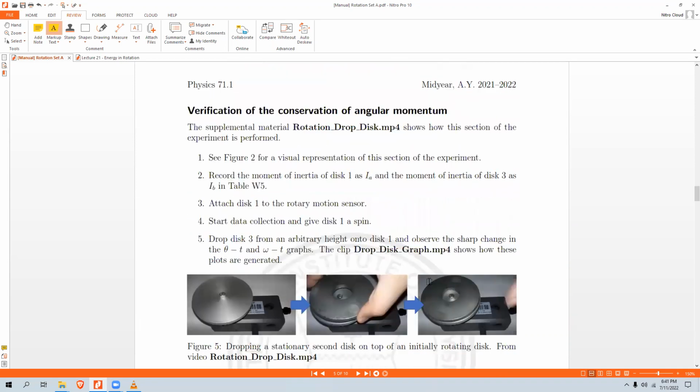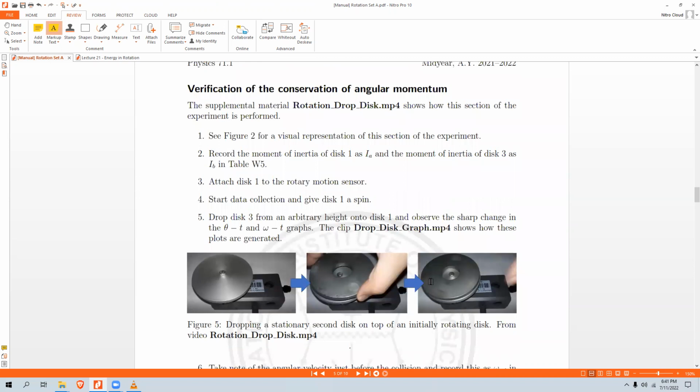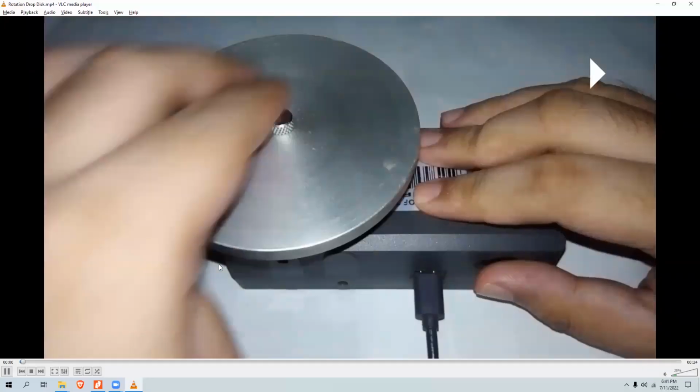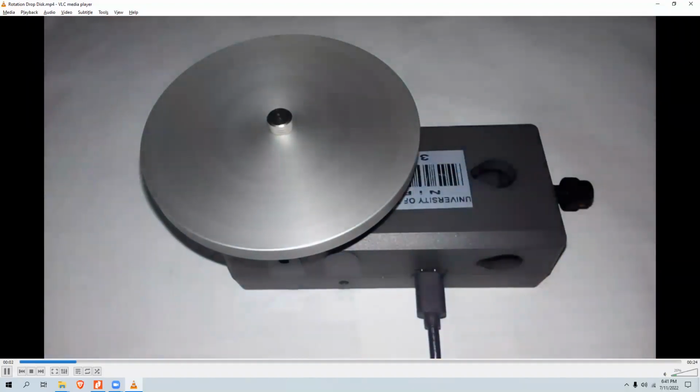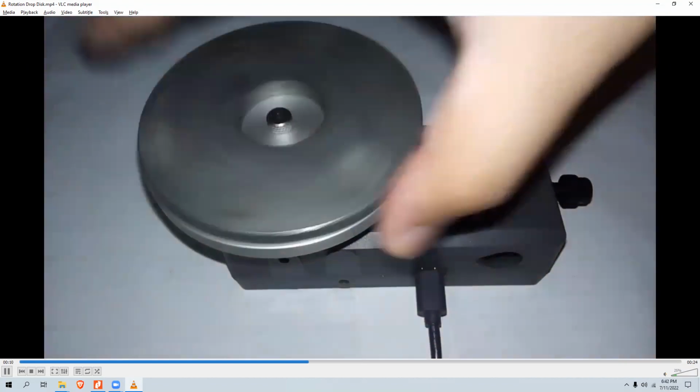So next, let us deal with the verification of the conservation of angular momentum. We will see a video again in relation to this part of the experiment. This video will show initially we have our spinning disk identical to the first part of our experiment, but now let's add another disk.